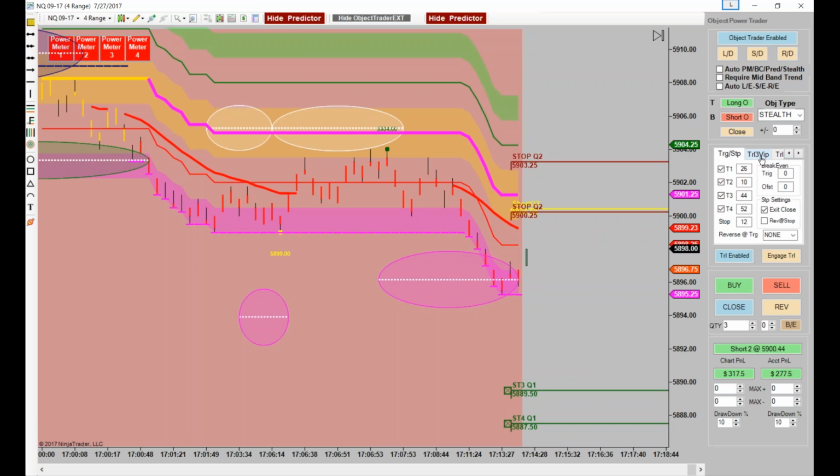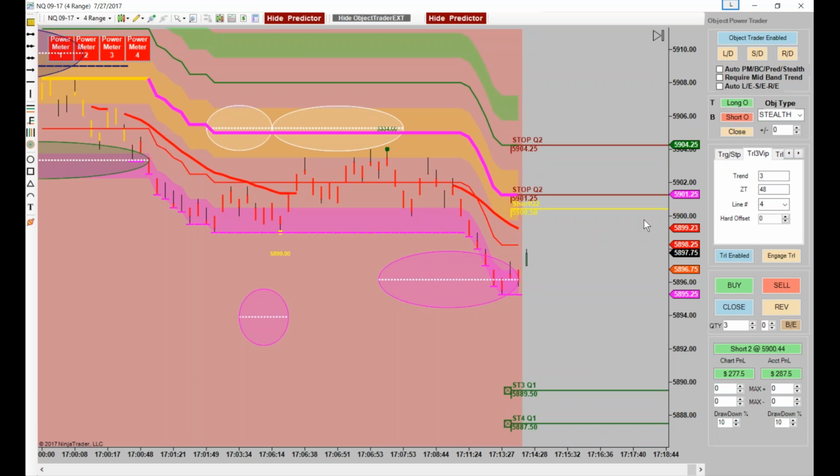And by the way, I can even move my stop like to midband again. See, I've got 3 different trail stops on here. One's called midband, or the dynamic trend is what it's actually doing it off of. And then we've got the new stealth, and we've got our lightning swings.